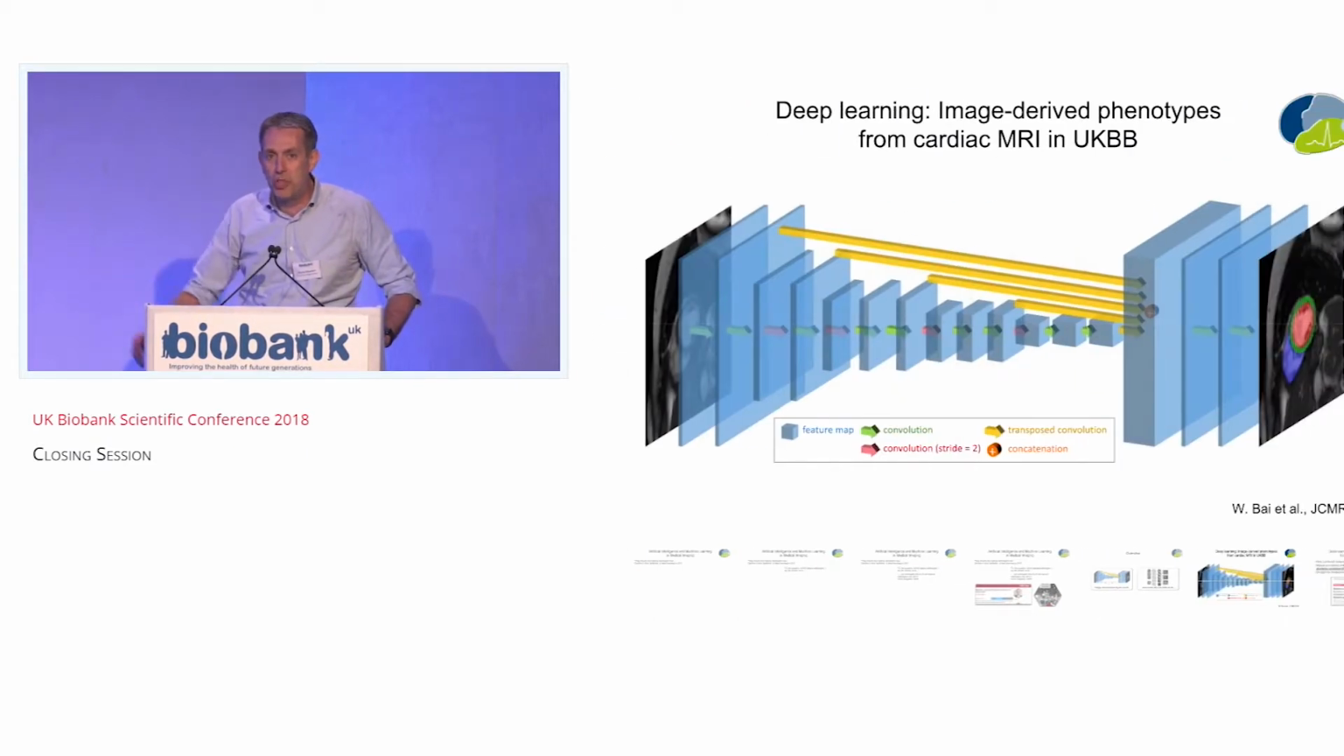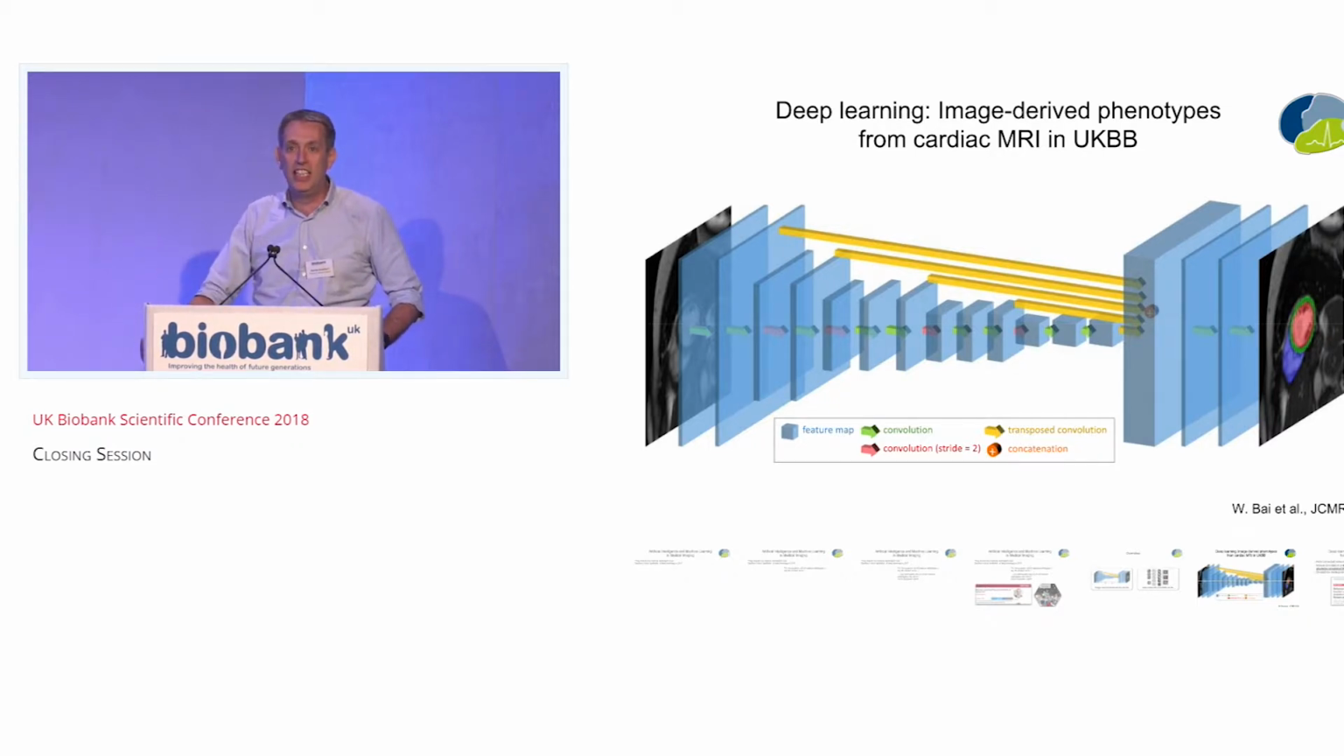In our group, we have been working on machine learning techniques for quite a while, and this is a technique called deep learning, which has been very popular in imaging and computer vision, and can be used to analyze medical images. Basically, you put an image in and you get, in this particular case, a semantic labeling of the image out, for example into the structures of the heart.